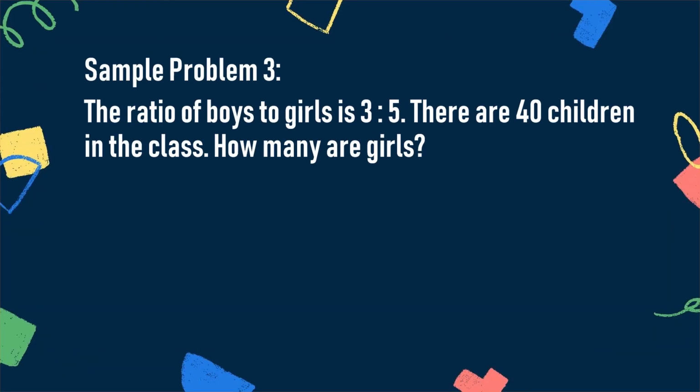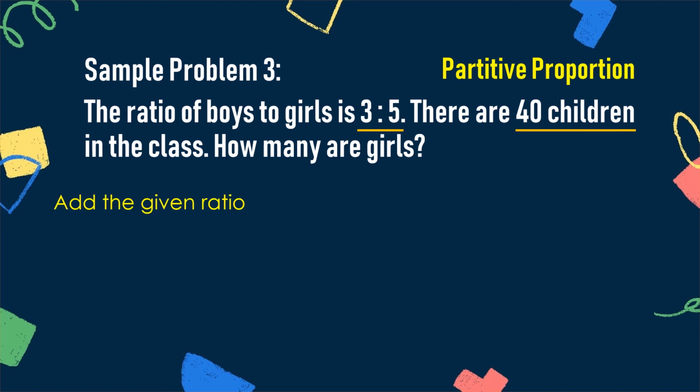Now we go to the last problem. The ratio of boys to girls is 3:5. There are 40 children in the class. How many are girls? The problem cited in this example is a partitive proportion, since a whole is divided into parts that are proportional to the given ratio. And to solve, here's how.